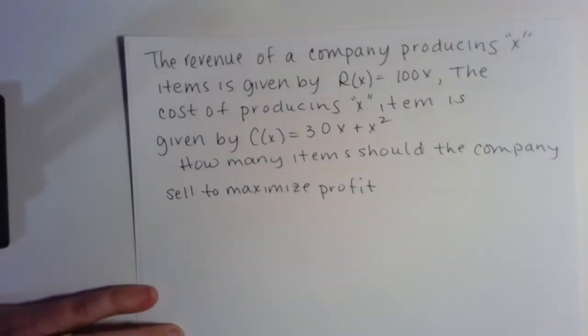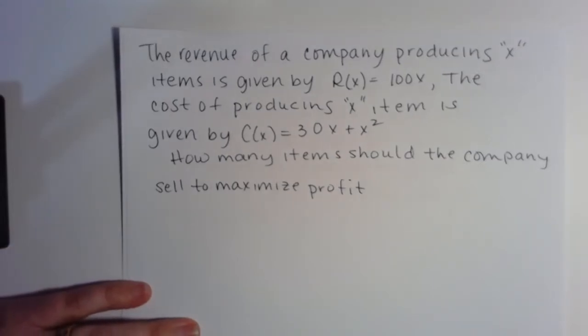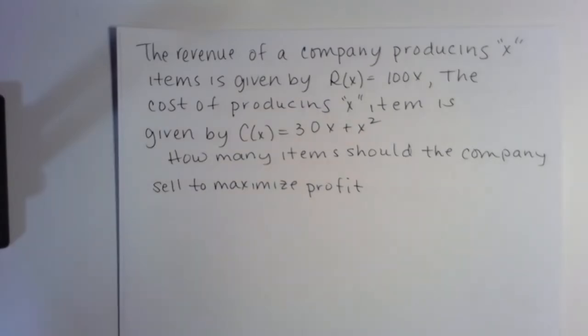Okay. All right. So another type of problem. Now this one is a little bit easier. So we have the revenue of a company producing x items, which is given by R of x equals 100x. The cost of producing these x items is given by C of x equals 30x plus x squared. We want to know how many items should the company sell to maximize profit. Okay, so this time I don't need to figure out any formulas. Well, I do have to do a little bit of work here.